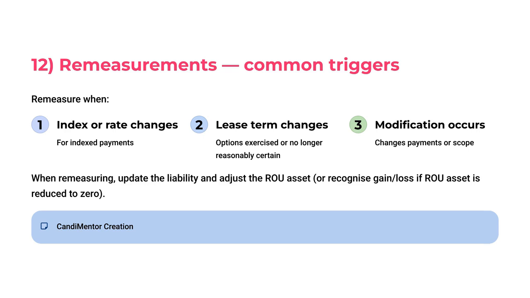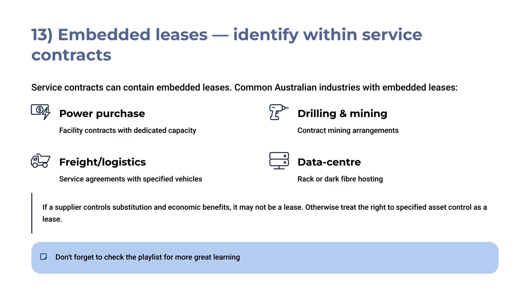Embedded leases: identify them within service contracts. Service contracts can contain embedded leases. Common Australian industries with embedded leases: power purchase and facility contracts, drilling and contract mining, freight and logistics service agreements, data center rack or dark fiber hosting. If a supplier controls substitution and economic benefits, it may not be a lease. Otherwise, treat the right to control a specified asset as a lease.